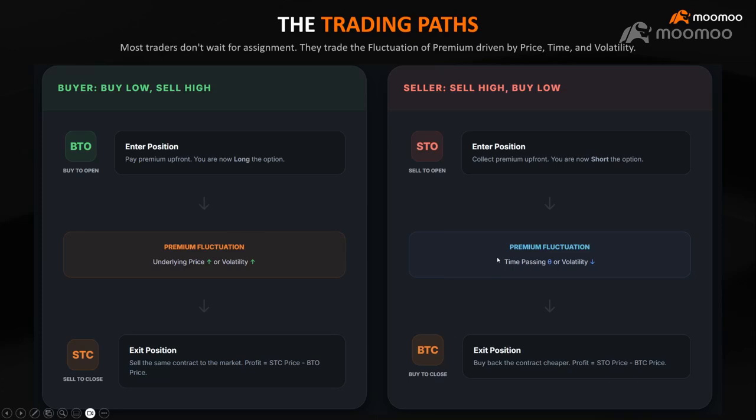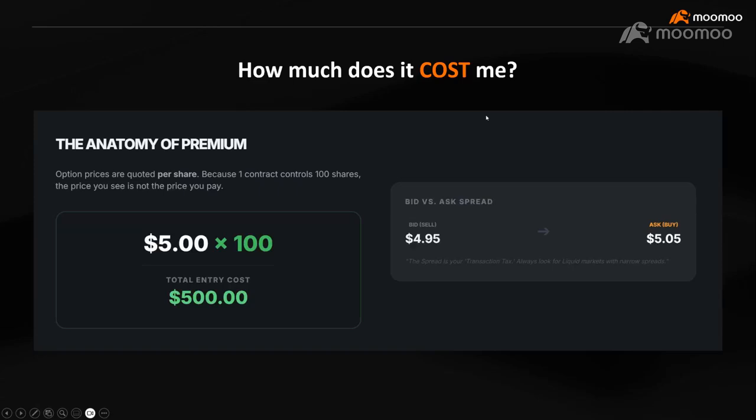The assignment risk. And then what is the direction? Just remember, if you are the buyer of the option, buy low, sell high from a premium perspective. If you are the seller, sell high, buy low. That's how you profit from the two different roles. Okay, just a quick recap. Remember, when we want to enter into options, we look at the premiums, right?